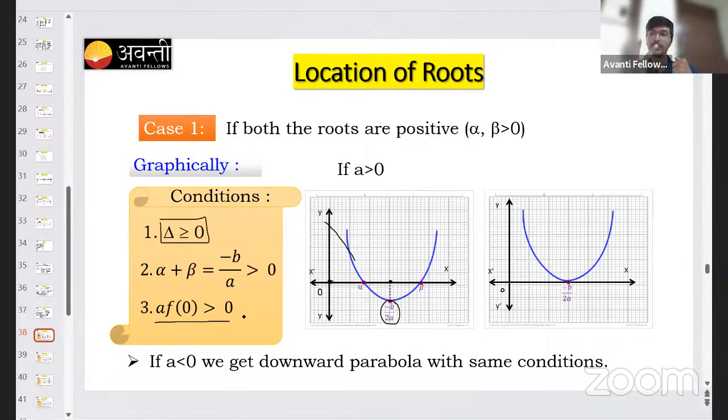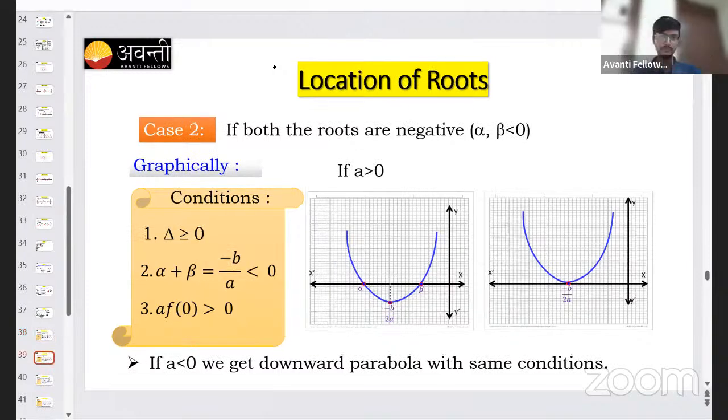Discriminant, vertex, functional value. If we adjust these three conditions, then we can constrain the graph according to the given. Given क्या है? पॉजिटिव होना चाहिए भाई. पॉजिटिव होने के लिए हम लोग को थ्री कंस्ट्रेंट ऐसे लगा. Let's look at second. वो रूट्स आर नेगेटिव. तो पहले तो क्या करना है अपने को? ग्राफ बनाओ और फिर कंडीशन सोचो.